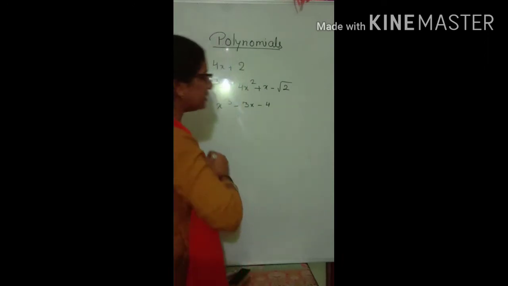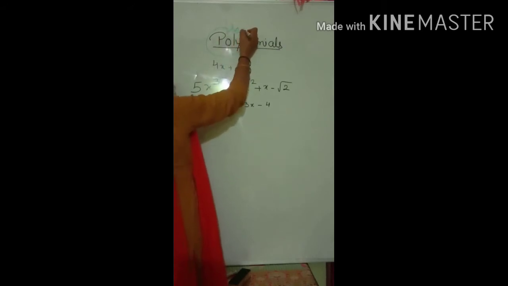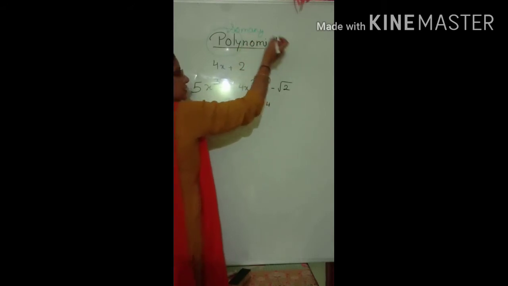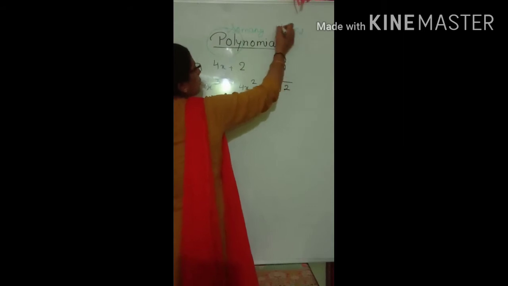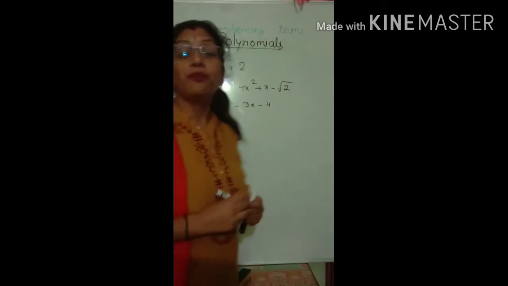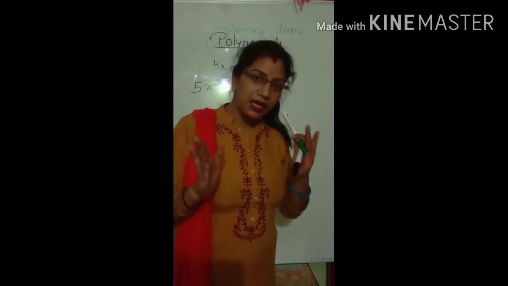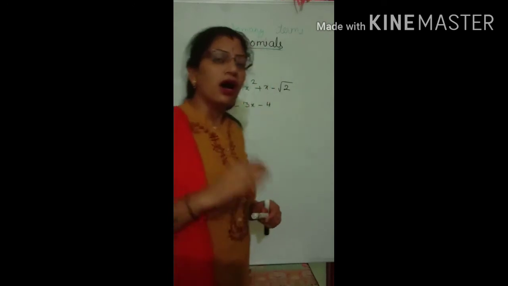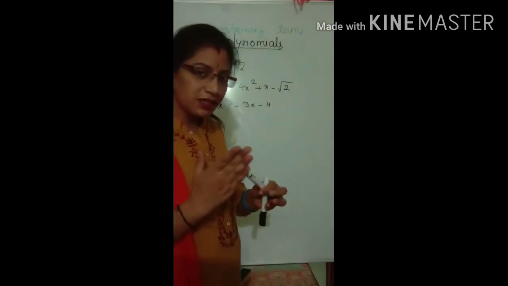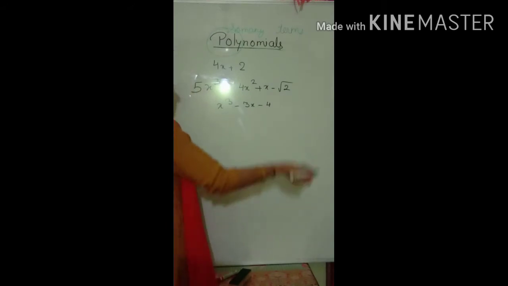What does poly mean? Poly means so many. Nomial means terms. So what is the meaning of polynomial? Polynomial means an algebraic expression having two or more terms. So how do you define how many terms are there? I think you already know, but let us quickly revise that.